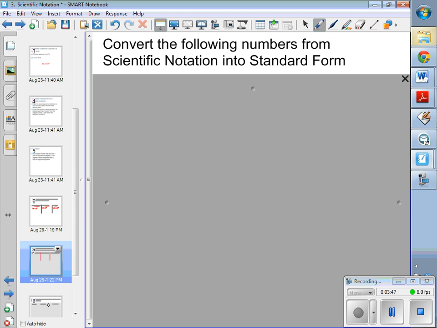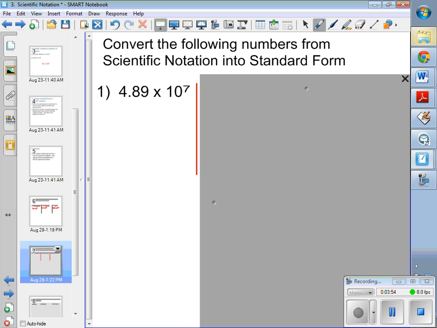Now we're going from scientific notation into standard form. All right, so our first number, we've got 4 and 89/100 times 10 to the 7th power. So we've got 4, 8, 9. So we move 1, 2, 3, 4, 5, 6, 7. Okay, so we have to put in 5 additional zeros because these were our first two moves right there.